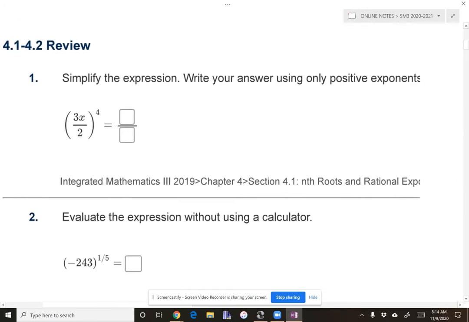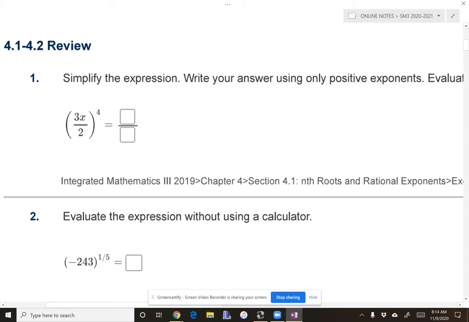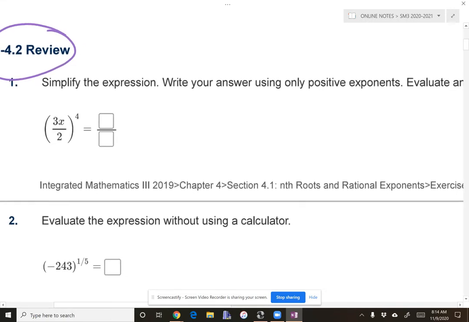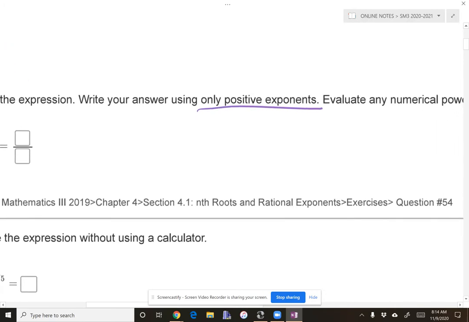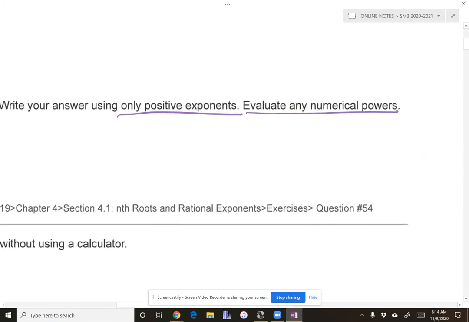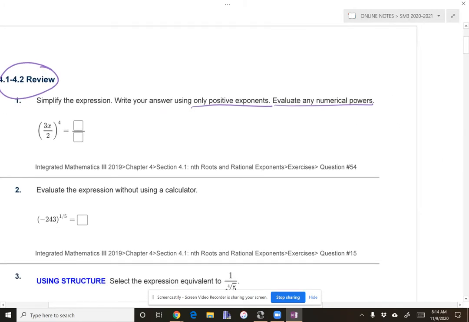Okay. These questions can be found on Big Ideas, on our Big Ideas assignment, titled 4.1, 4.2 review. And it goes in the exact order. So number 1, the instructions say simplify the expression, write your answer using only positive exponents, and evaluate any numerical powers. Meaning, if you have a number to a power, figure out what that is. Specifically, we're going to do that on this one.